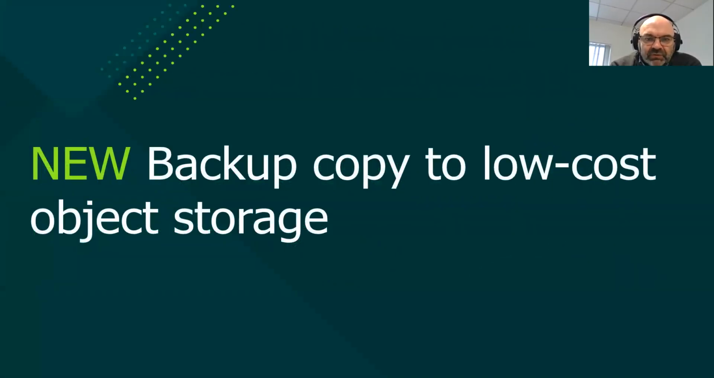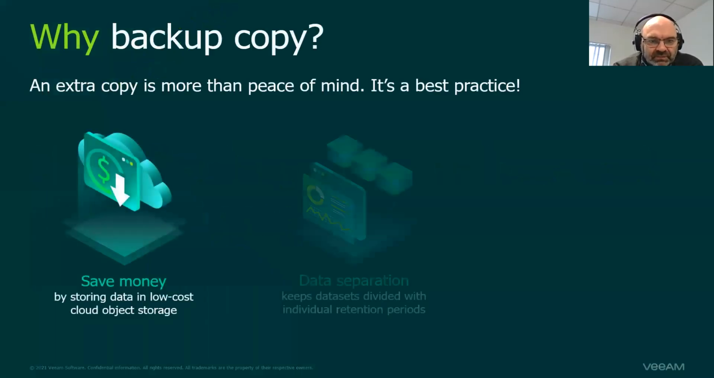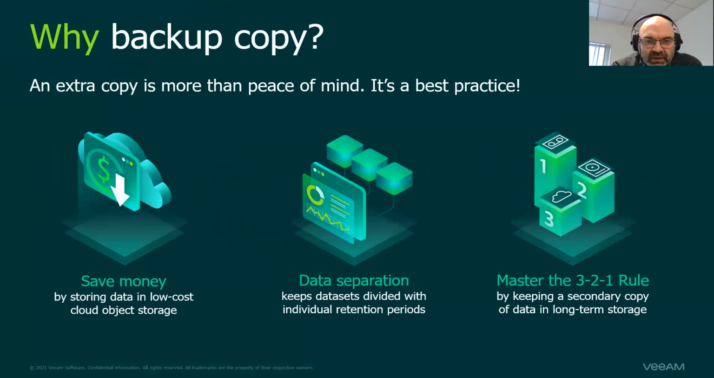Also new is a backup copy to low-cost object storage. You could already do a backup to object storage, but now you can have a secondary copy on a different platform, for instance an archive platform of object storage at low cost for the long-term retention. So it's an extra safety matter to have a second copy. We see it with all the other backup software where we try to adhere to the 3-2-1 rule: three copies of our data, two separate locations, different media and so on, and test it also for the other backups.